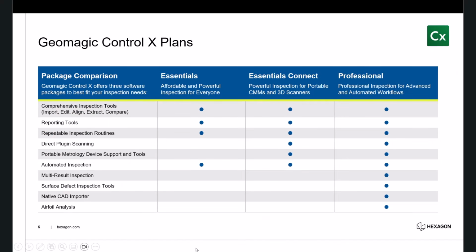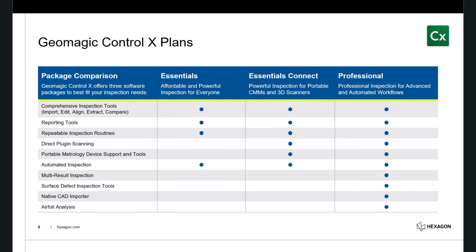Now, last slide before I get into the fun stuff. This is our review of the different plans inside Geomagic Control X. We have plans for everyone at any price point. So we have the Essentials, which is very bare bones, but you can still generate reports, do inspection stuff, and there are some automated inspection elements to it as well.